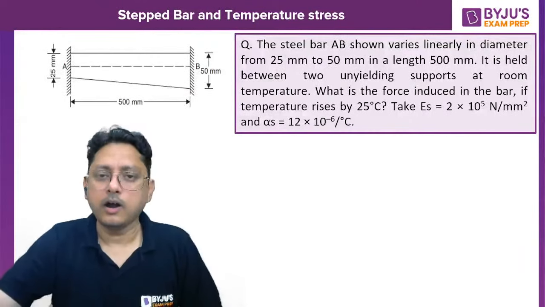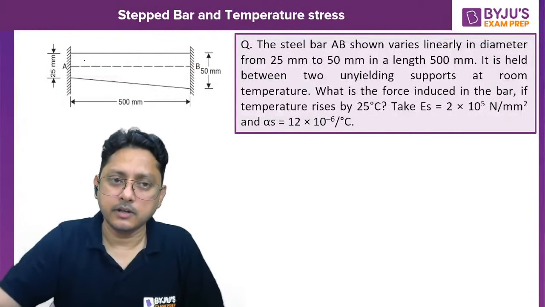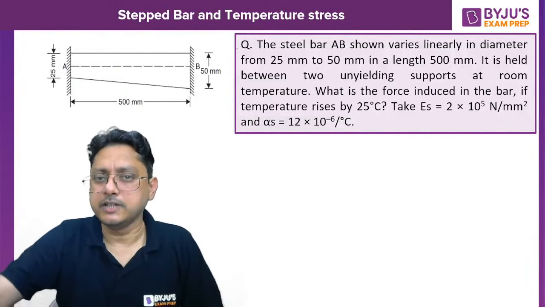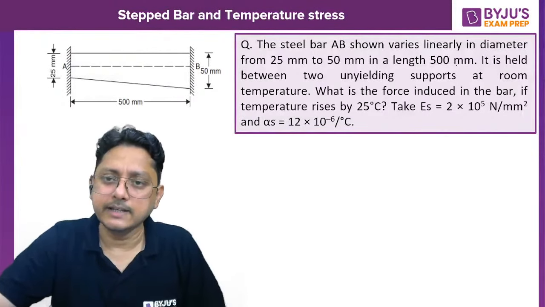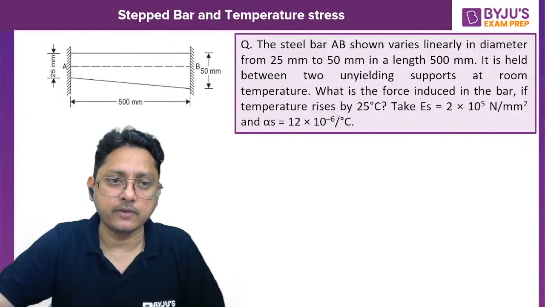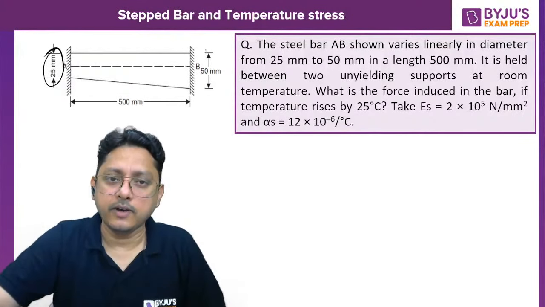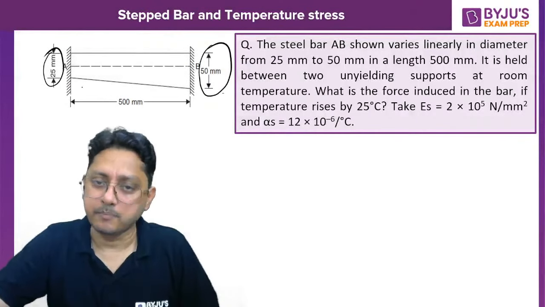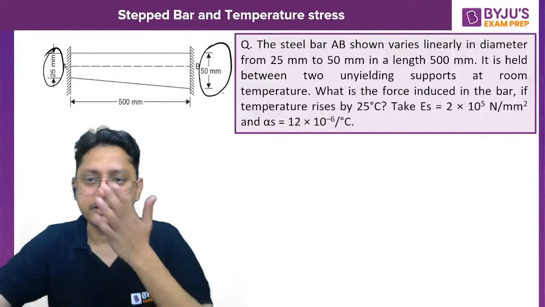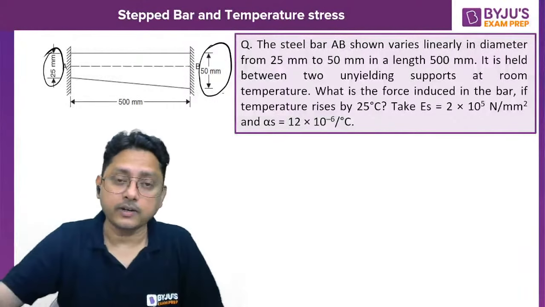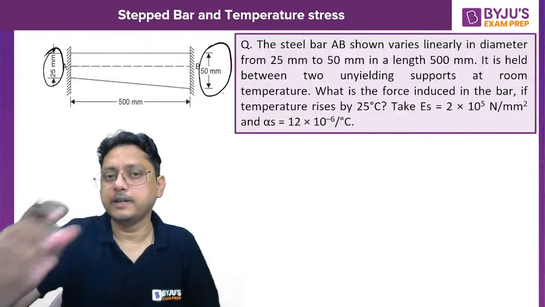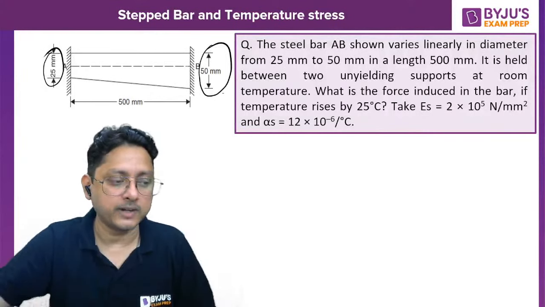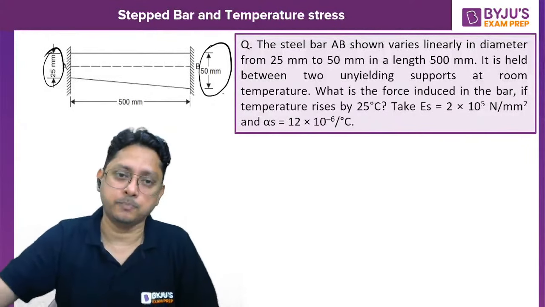Now sometimes, this is how one will solve a tapered type of bar. This is one problem you have. The steel bar AB shown varies linearly in diameter. You have a diameter here which is 25 mm, and a diameter here which is 50 mm. This is a tapered bar. It is fixed from both sides, and you are going to raise the temperature. Due to the rise of temperature, what is the amount of force which is going to be developed in this particular bar? Or maybe sometimes they can ask you what is the maximum stress or minimum stress in this bar.